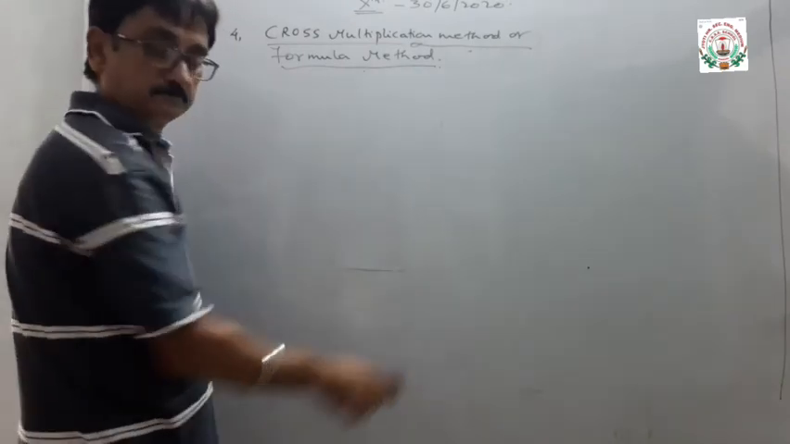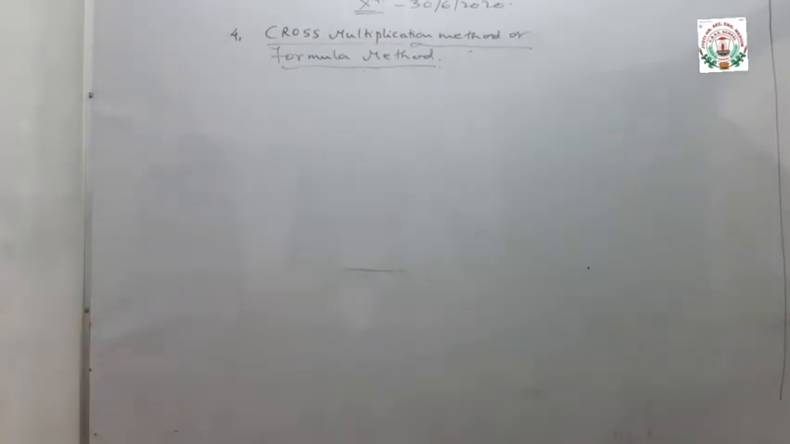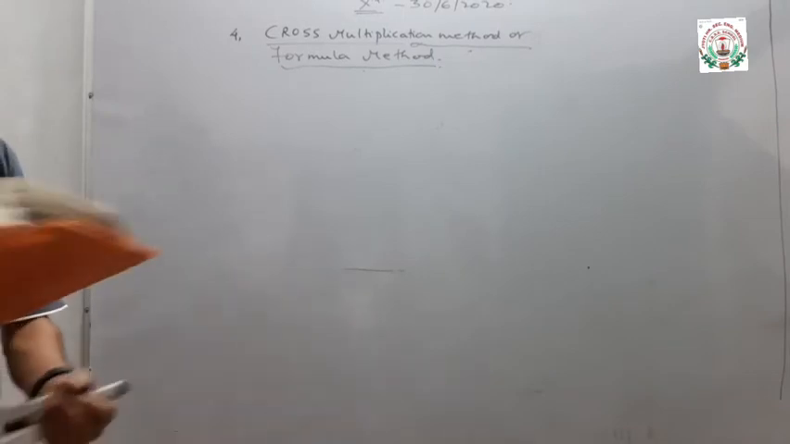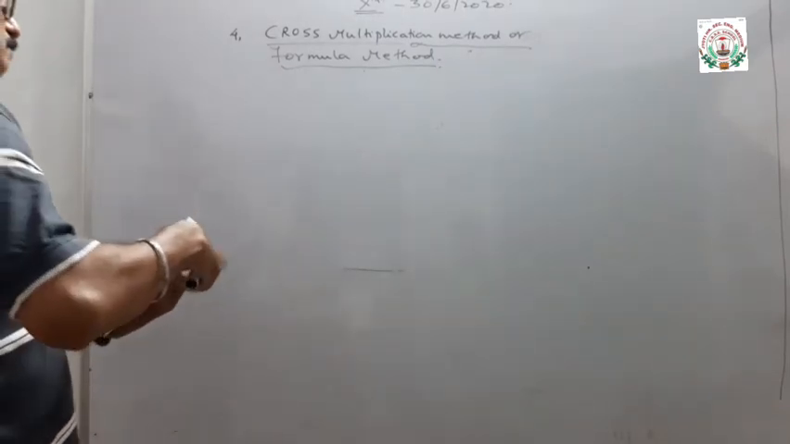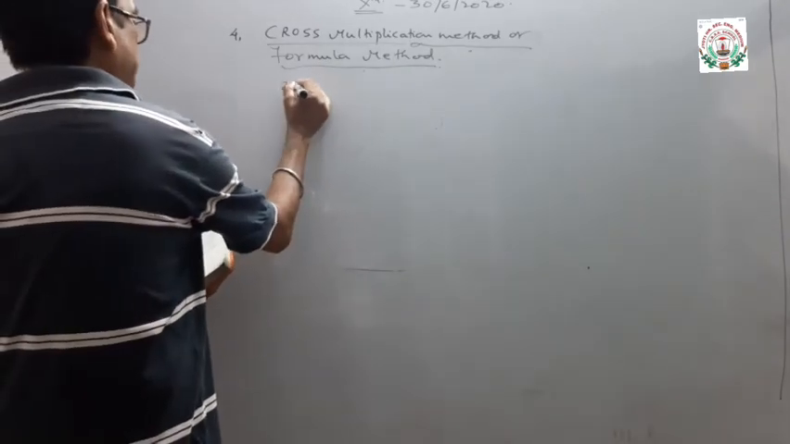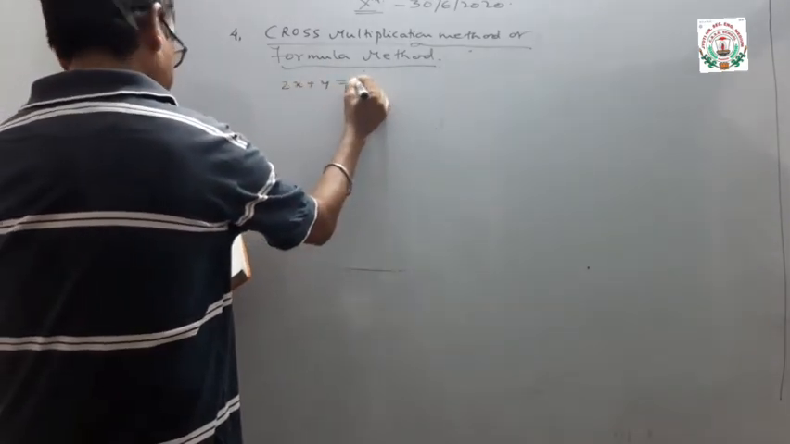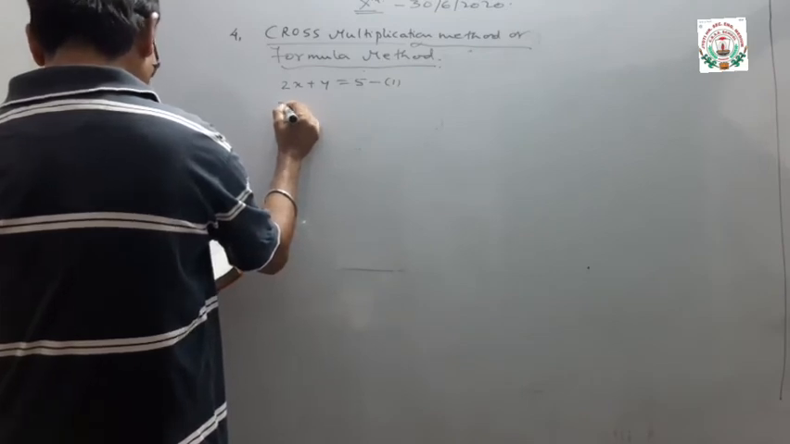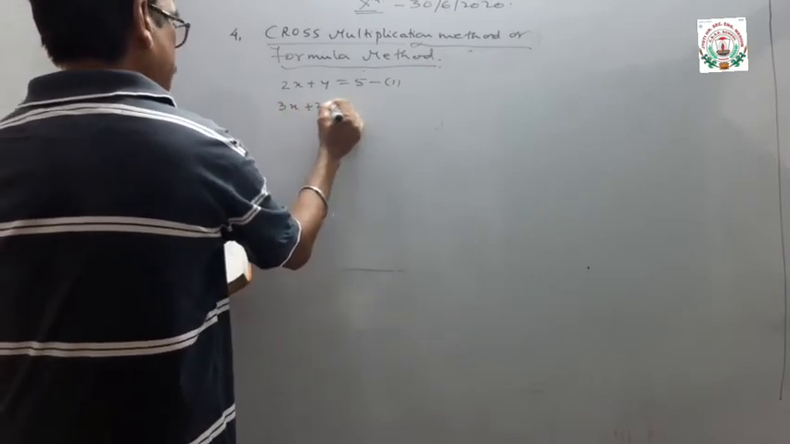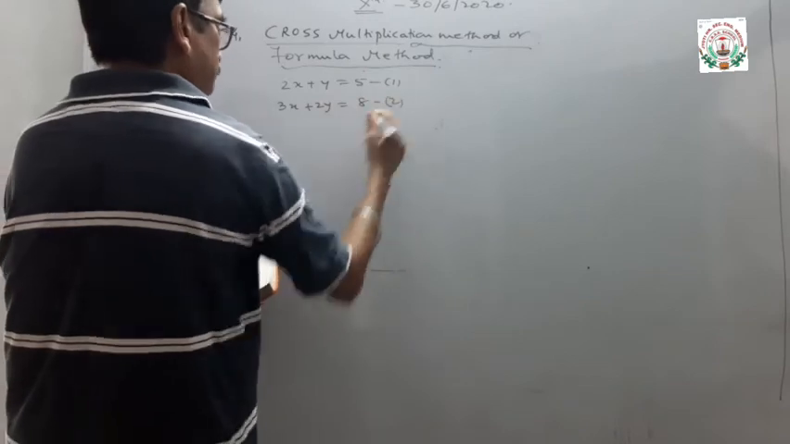So now I am going to take one of the problems from exercise 3.5. 2x plus y is equal to 5 and 3x plus 2y is equal to 8. Question number 2.